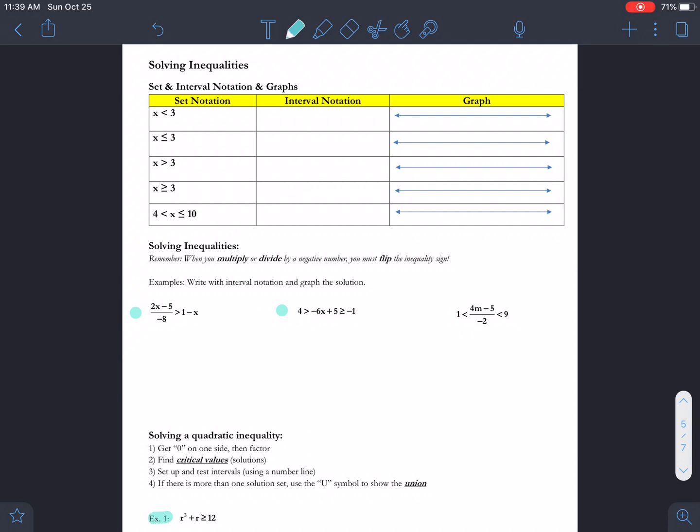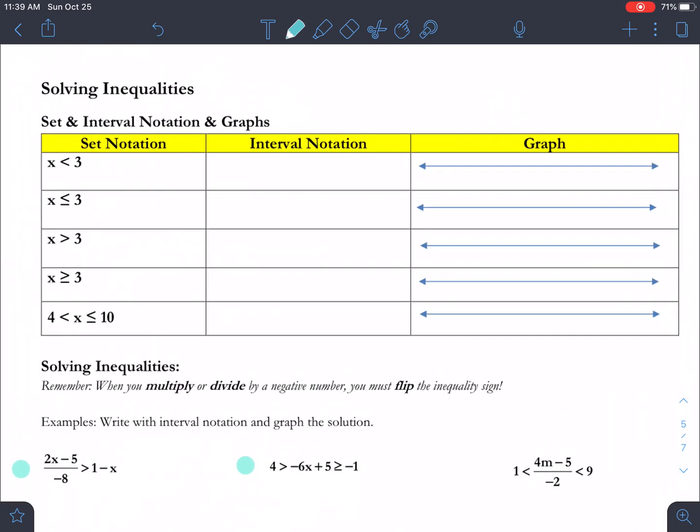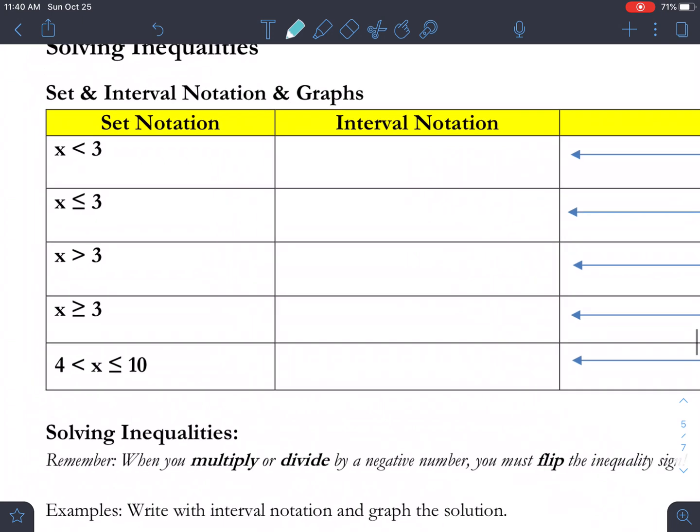Hey everyone, so today we're going to be working on solving inequalities. The first thing we're going to work on is just our general set notation and interval notation. We've talked about this briefly. This is when we're writing it with parentheses and brackets. Okay, so let's just try a couple of these out.